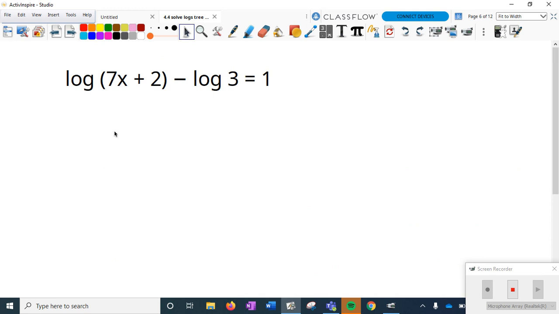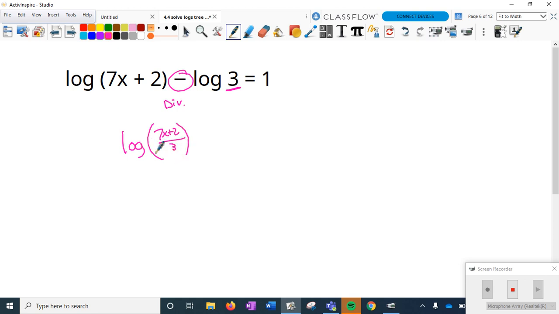All right, here's my first type. Notice that this one right here doesn't have log on every term. This one does not have a log. So we're going to use our laws to condense this side. Remember how this condenses: subtraction can condense to division. The ones that have negative log mean that this part goes in the denominator. So we're going to condense this down to just one log. So it's log of (7x plus 2) over 3.